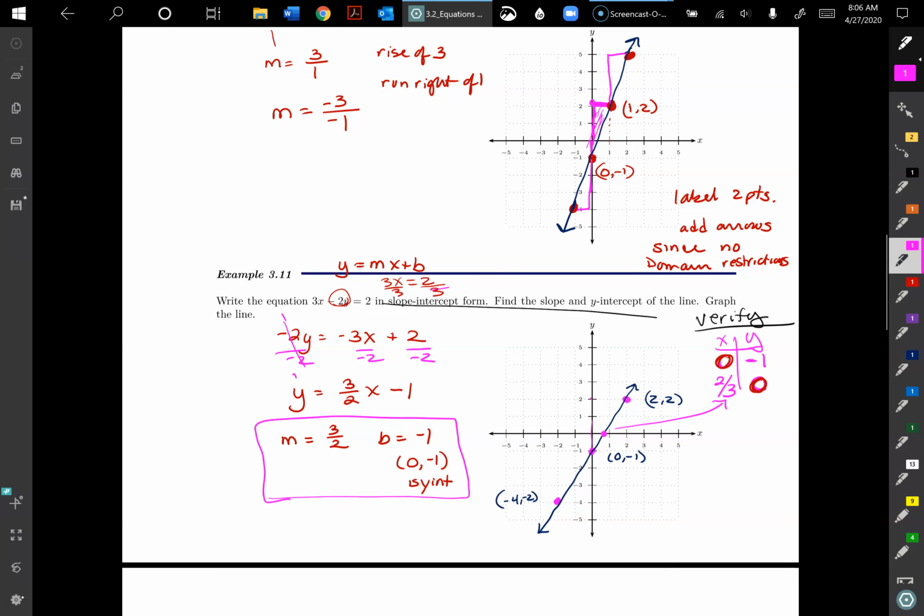Okay, so you just check that your points match up to the original. Notice I didn't put those into what I had manipulated down here. I put them into the original. Okay, so just a tip there.